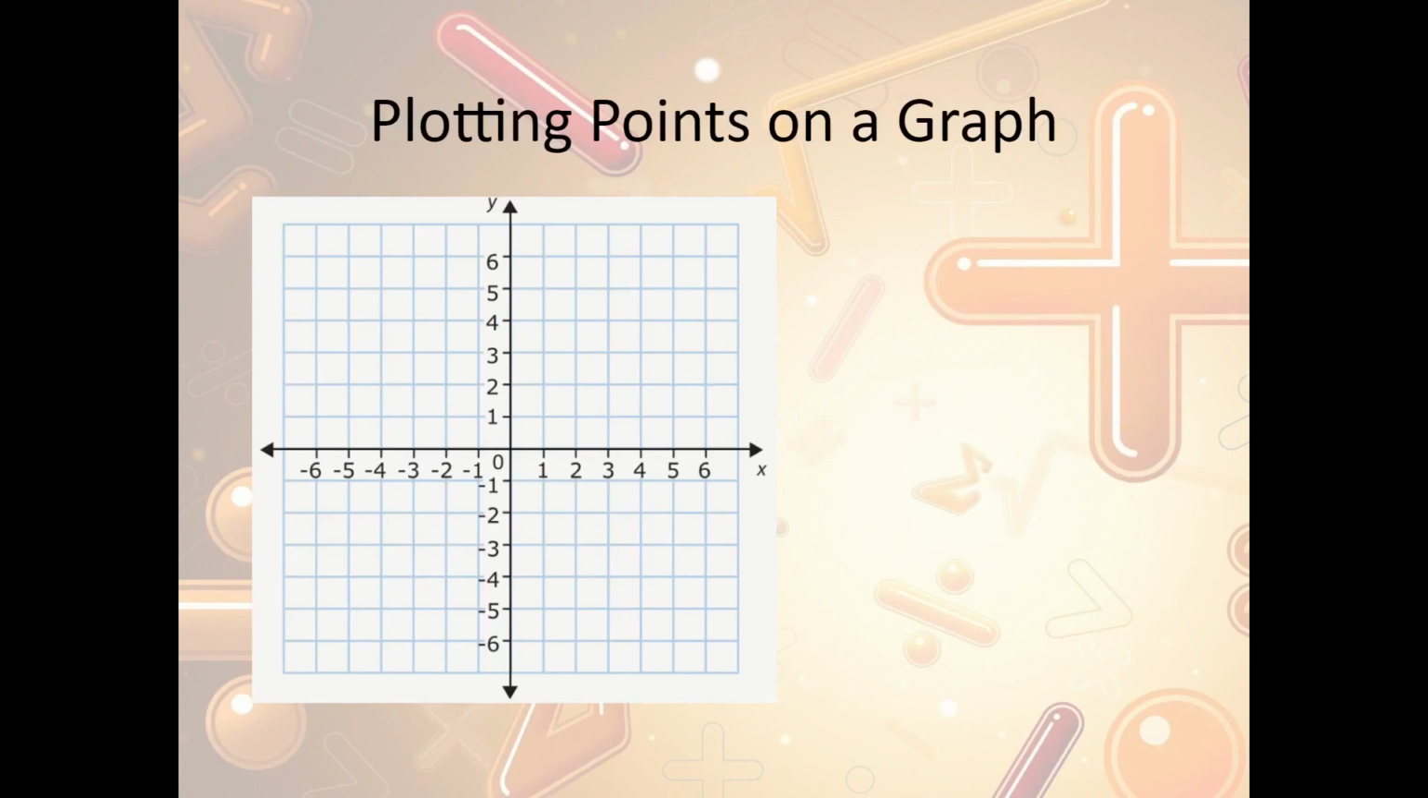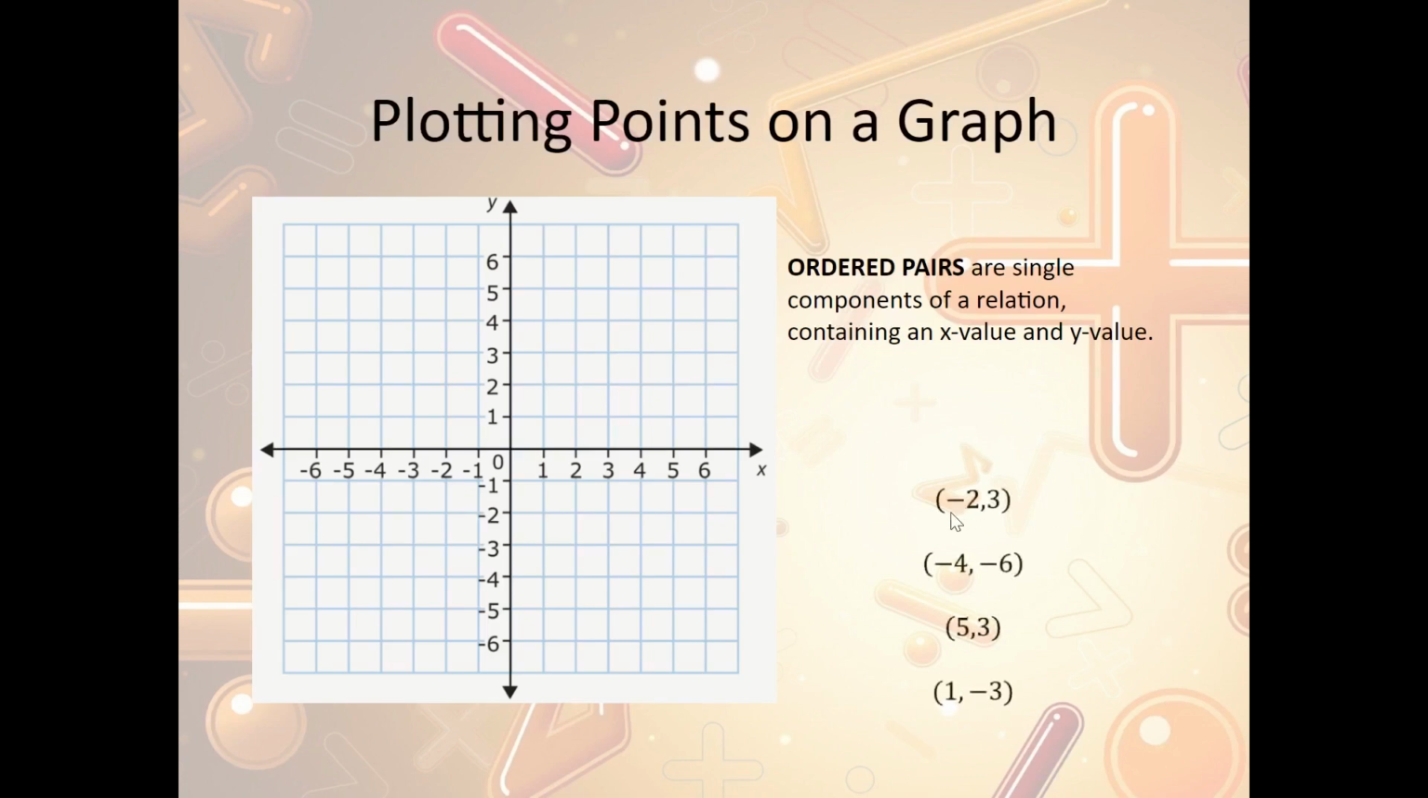Now, how do we plot points on the graph? Well, first of all, we're given ordered pairs. Ordered pairs are single components of a relation containing an x value and a y value. So what that means is we're given an x and a y. For instance, this is an ordered pair: -2, 3. So the way this works is my x goes first and then my y.